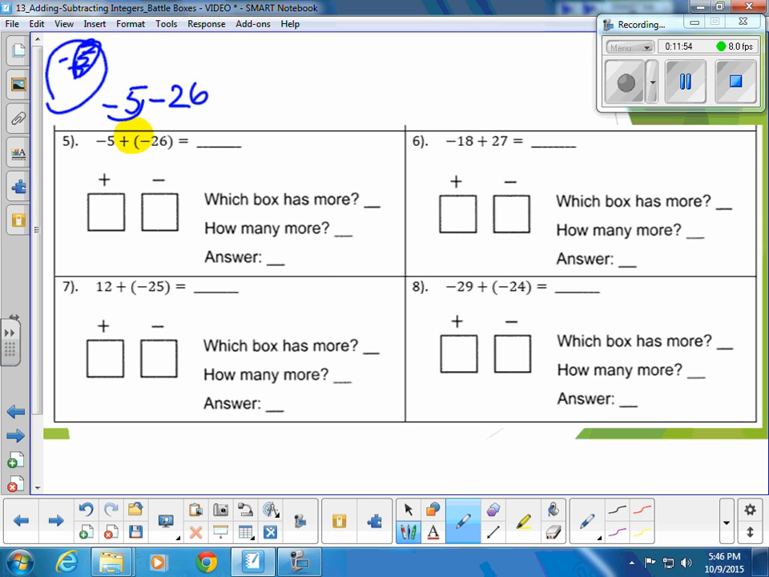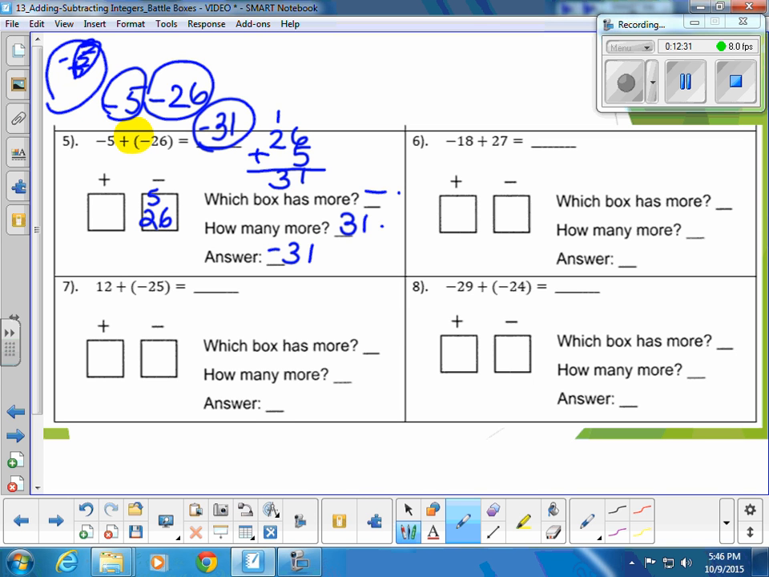Next step is to circle your integers, a negative 5 and a negative 26. They're both negative, so they're both heading down here to the negative box. Since they're all in the same box, we know that the negative is the one with the most, and we have to add, since they're in the same box. 6 plus 5 is 11. Carry your 1. I get 31. My answer is going to take my sign and my number and combine them. So my answer is negative 31.